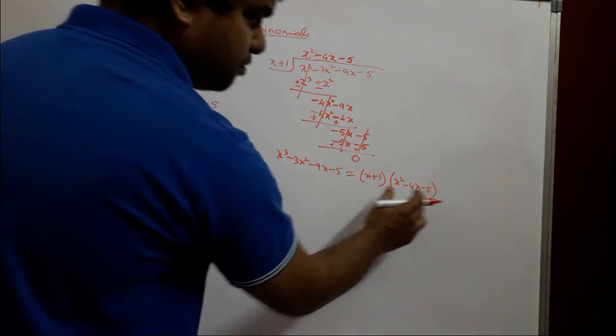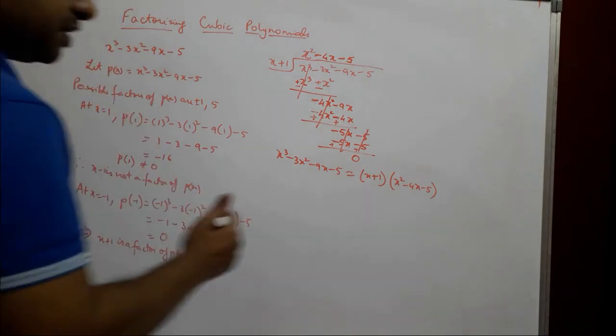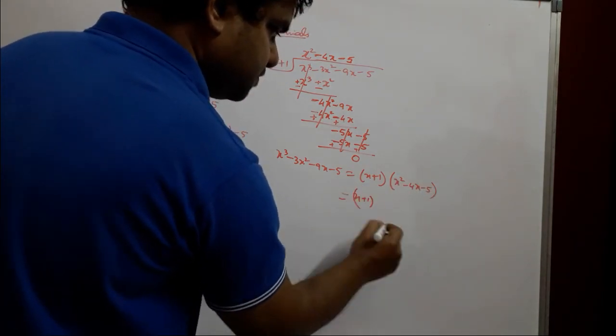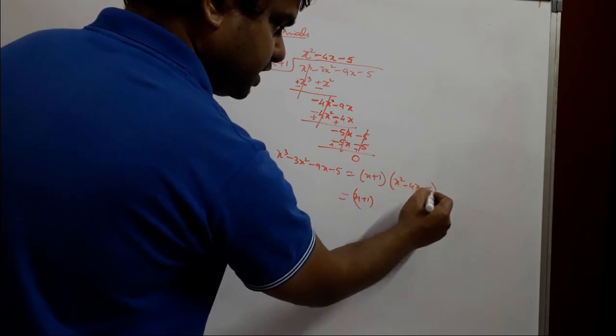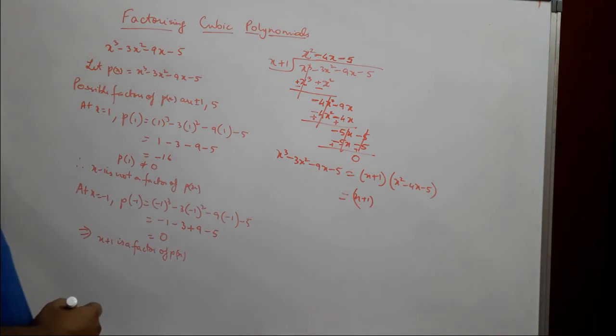So this is a form of quadratic equation, and we can do that by splitting the middle term. And if we have a look, we'll write this x plus 1 over here. x square minus 4x minus 5. 5 minus 5 into 1 gives us minus 5.